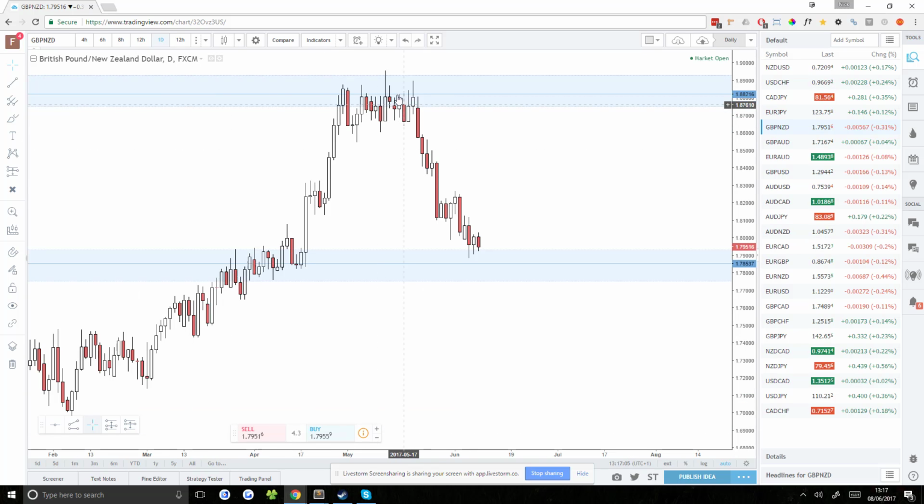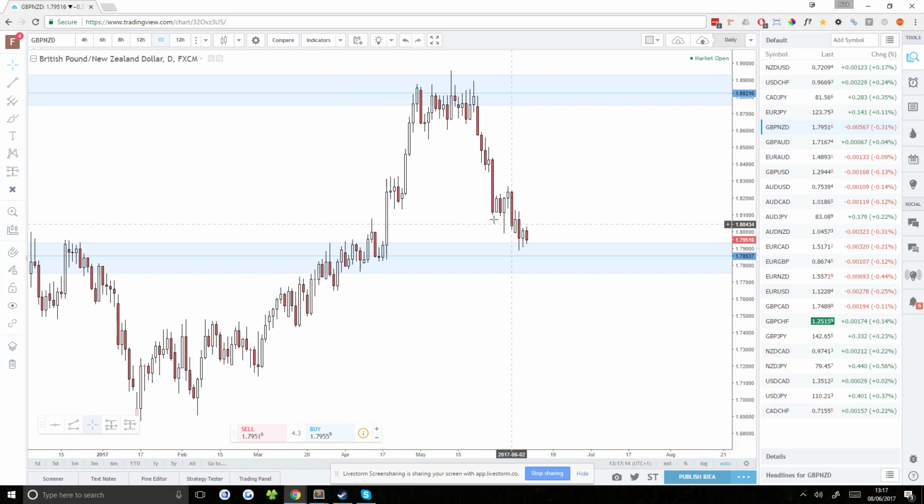All right, GBP New Zealand. GBP New Zealand heading into support. But yeah, there's nothing really much happening here. Plus, I don't really trade this pair. It was just brought up yesterday as a potential trade because it was coming into a strong support area. But yeah, it's not really coming to that support area.